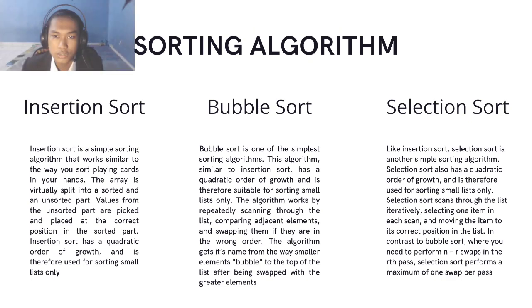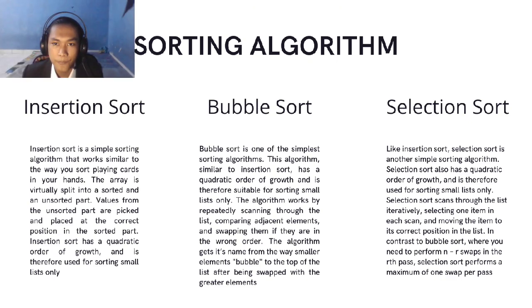Bubble sort is one of the simpler algorithms. This algorithm, similar to insertion sort, has a quadratic order of growth and is therefore suitable for sorting small lists only. The algorithm works by rapidly scanning through the list, comparing adjacent elements, and swapping them if they are in the wrong order. The algorithm gets its name from the way smaller elements bubble to the top of the list after being swapped with the greater element.